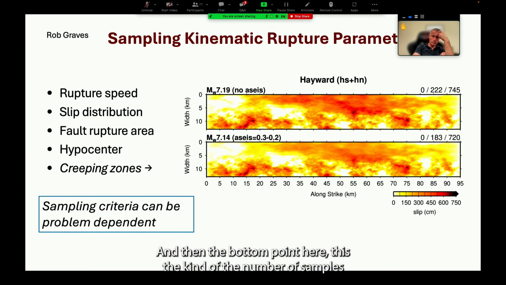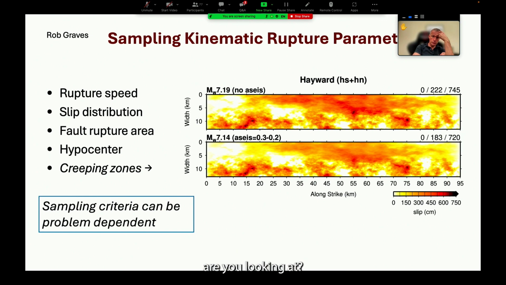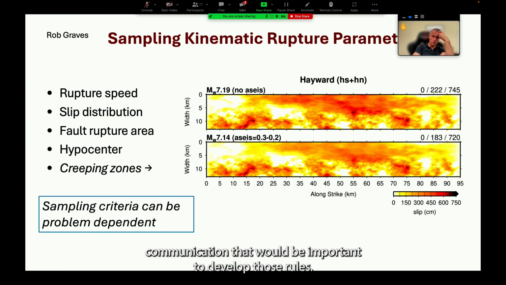And then the bottom point here, the number of samples or what we might sample, I think is problem dependent. We need this feedback. And it could even go all the way, from an engineering perspective, to what types of structures you are looking at, where they are located relative to the fault, and so forth. I don't think there's a single answer, but I think it's this communication that would be important to develop those rules.